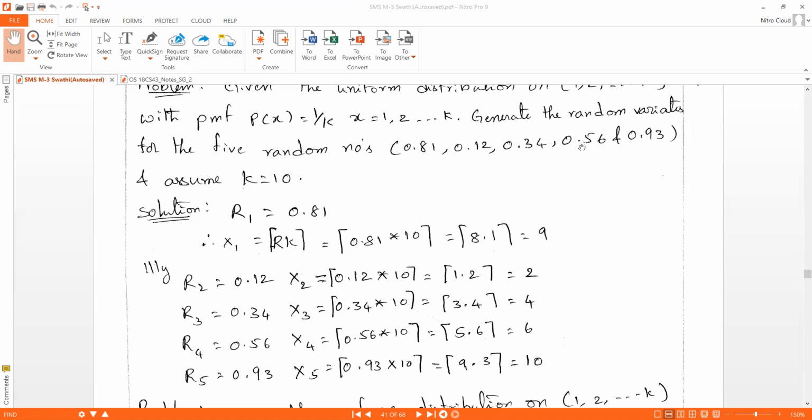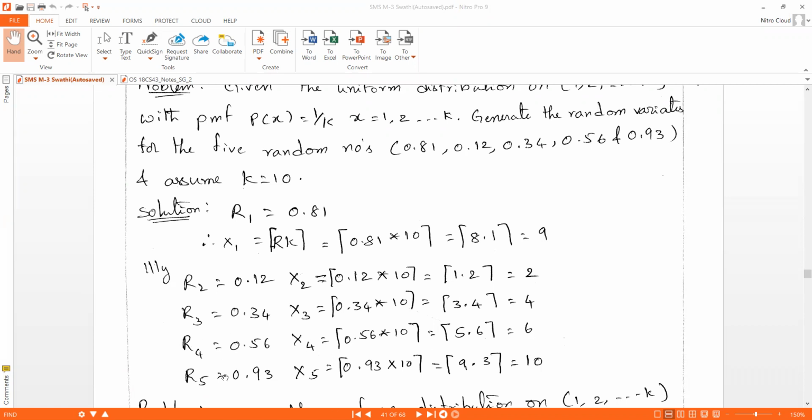Next random variant: the r4 value is 0.56. Now we need to find x4. To find x4, what is the formula? x4 is equal to mod of r4 into k. The r4 value is given in the problem as 0.56, and the k value is given as 10. 0.56 into 10, we will get 5.6. Mod of 5.6. If you remove this mod, the value will be 6.